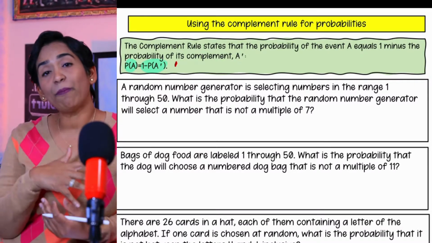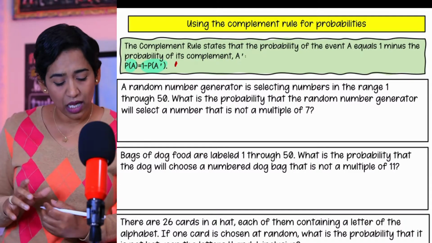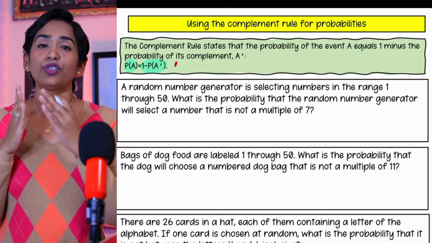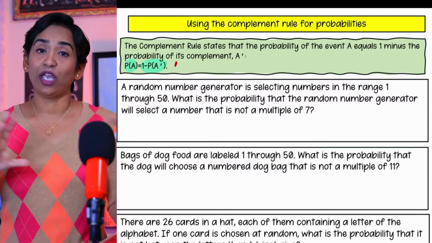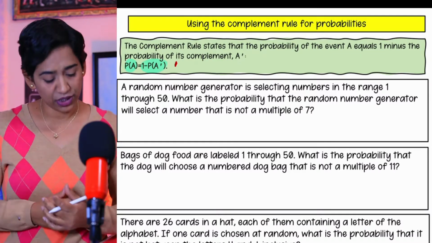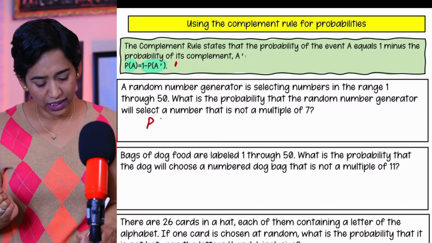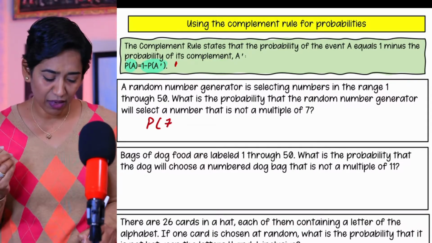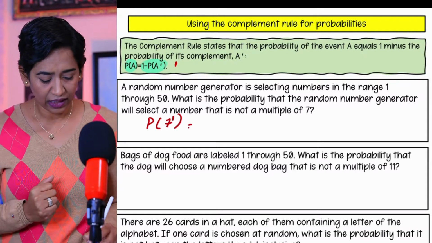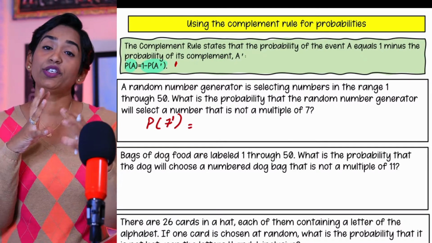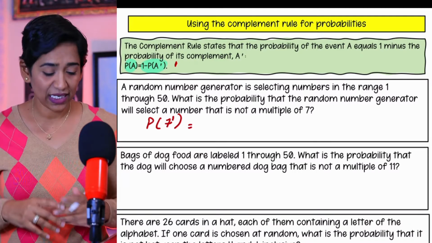I'm not going to use complement. Let's keep it simple here. You have numbers 1 through 50: 1, 2, 3, 4, 5, 6, 7, 8, all the way up to 50. So you have 50 numbers here. So again, it's the probability of not a multiple of 7. Remember, when you find probability, you always start with your sample space.